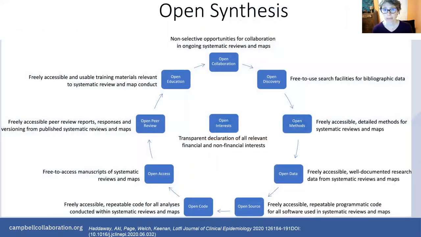Another way to think about replicability in systematic reviews is how do we make our reviews more open? And you'll probably hear more about this from Neal Haddaway. This is his framework for open synthesis, that we need to think about much more than just sharing data, but also open discovery, open methods, open source, open code, open peer review, and open education.